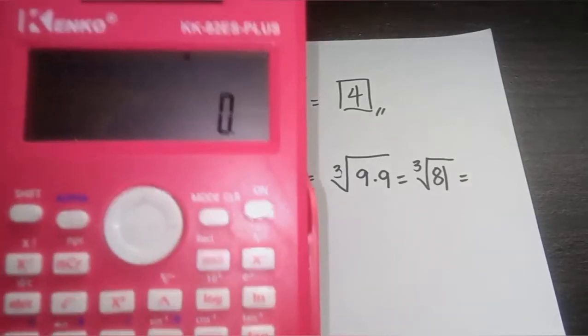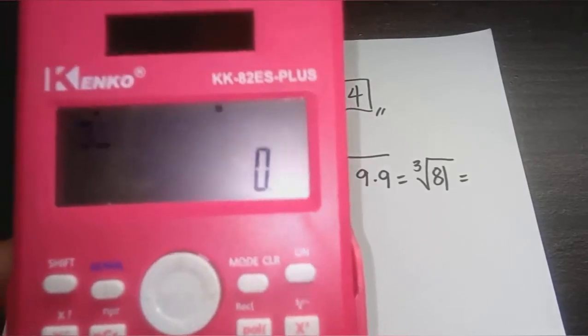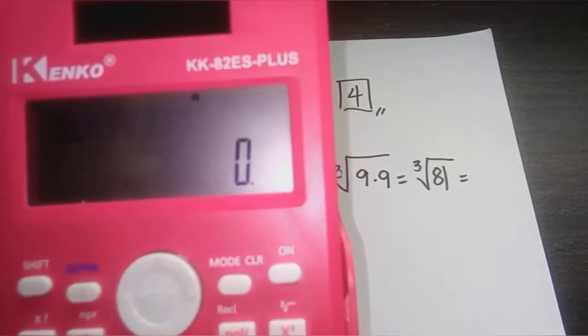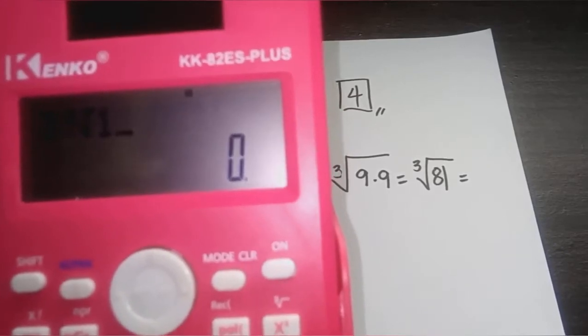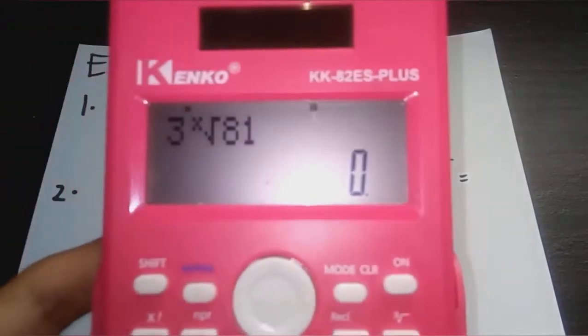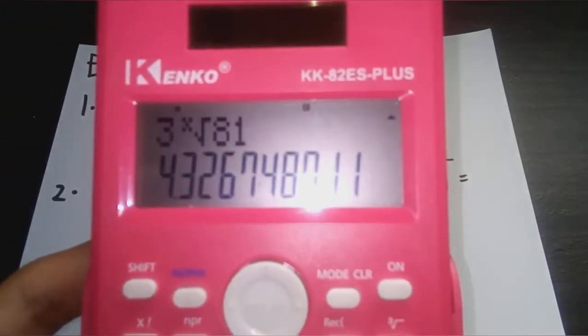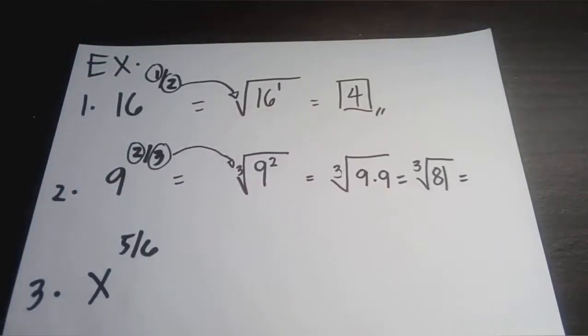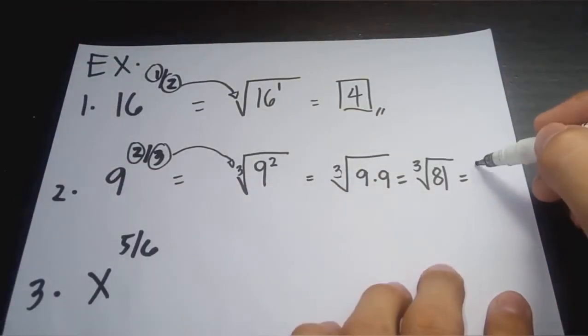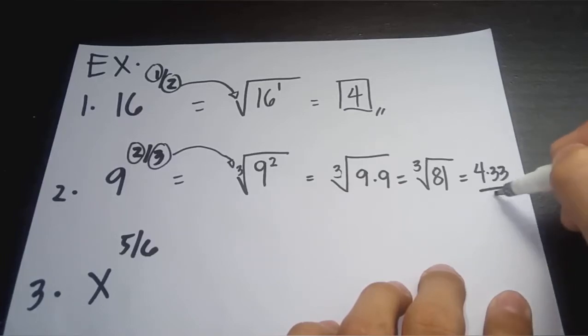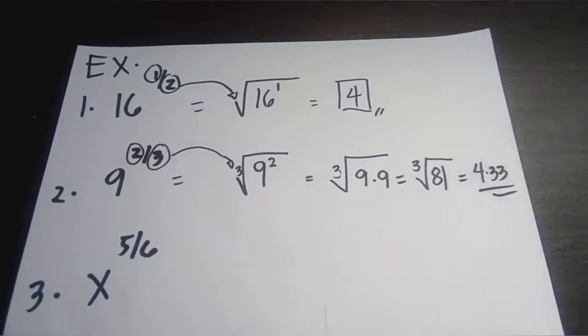Gamitin na lang natin tong calculator na to. Medyo di ko kasi kabisado yung mga ganyan. Cube root of 81. Yan, 4.33. Pwede mo namang isulat na cube root of 81 or 4.33. Pwede naman po yan. Wala naman pong problema dyan.